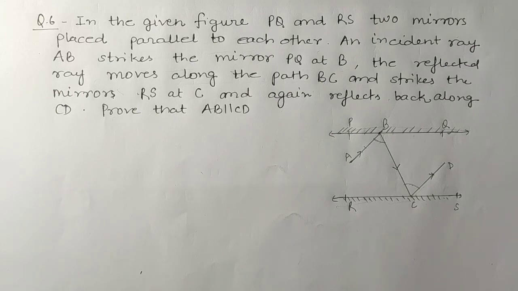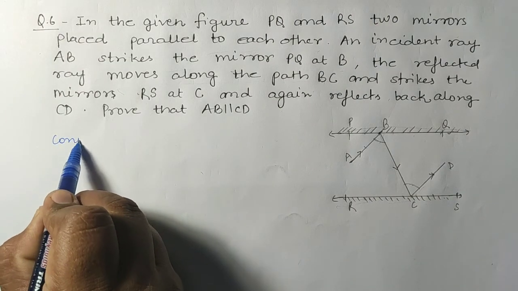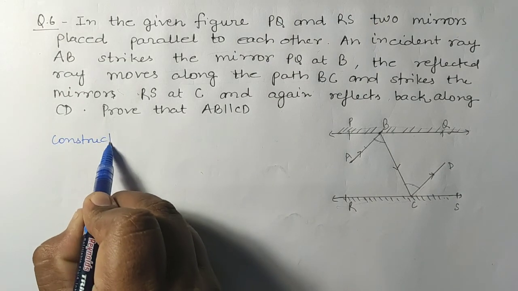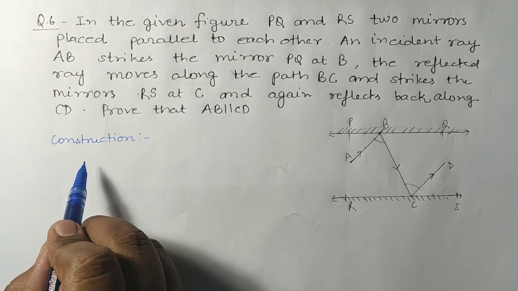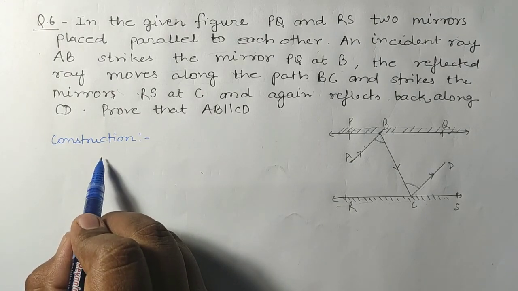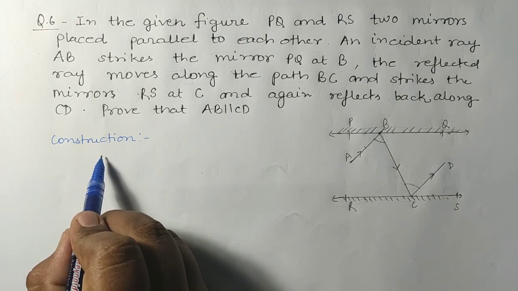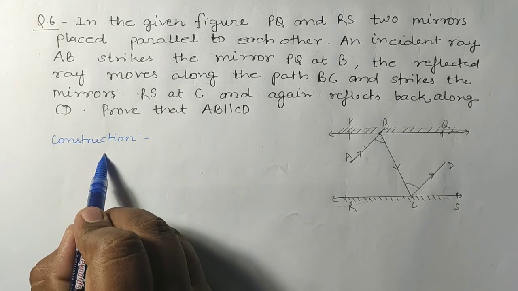Let us see. So firstly students, we have to construct something to solve this question. What will we construct? Firstly we'll write construction, and what will we construct? We'll construct two perpendicular lines through B and C. Okay, so we have constructed BM.